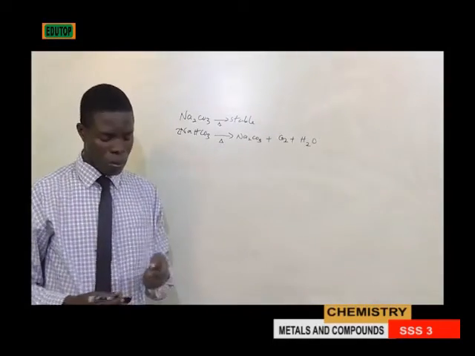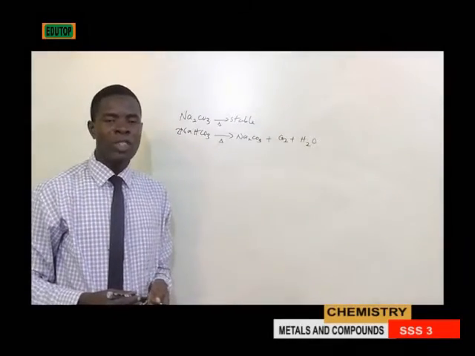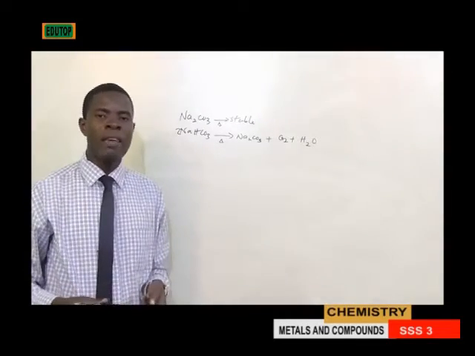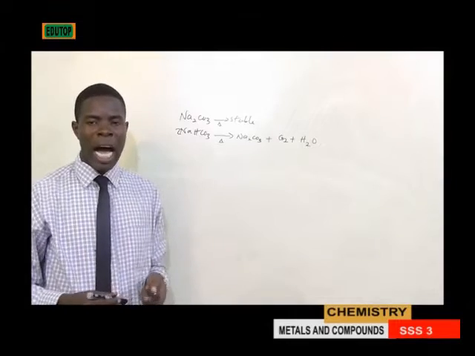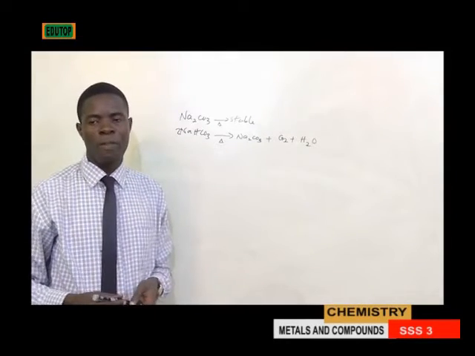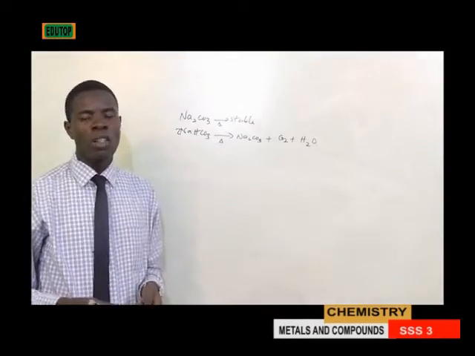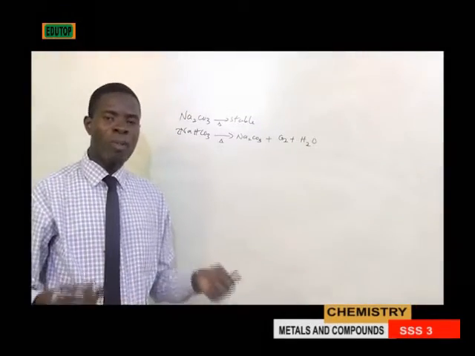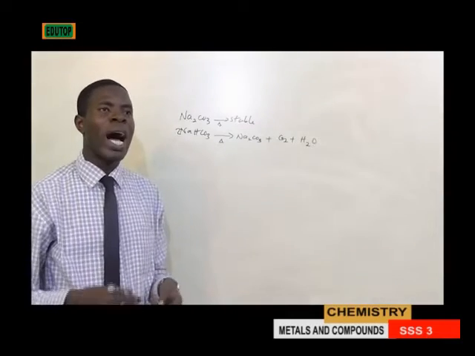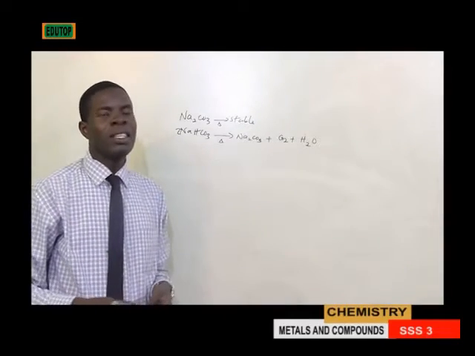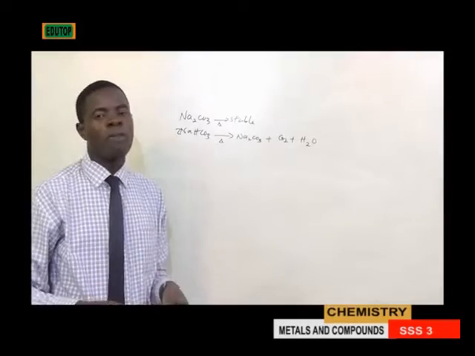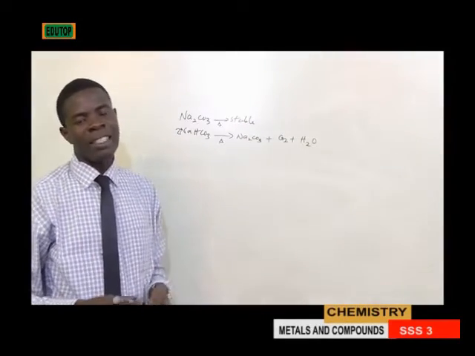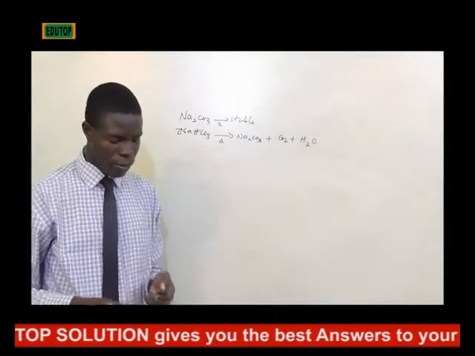Question number 2. Hydrogen does not behave like all the other non-metals because of the fact that it is not an electron acceptor. All other non-metals accept electrons to attain the stable configuration. But in the case of hydrogen, it does not accept electrons.